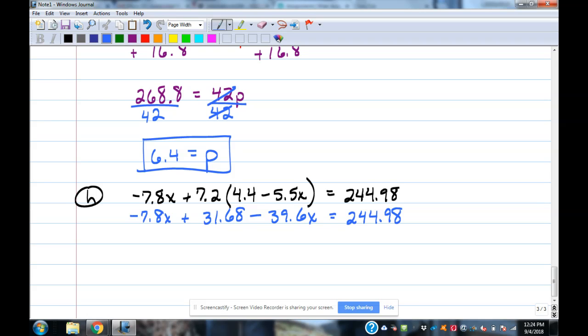All right, what's the next step? Like terms, good job.